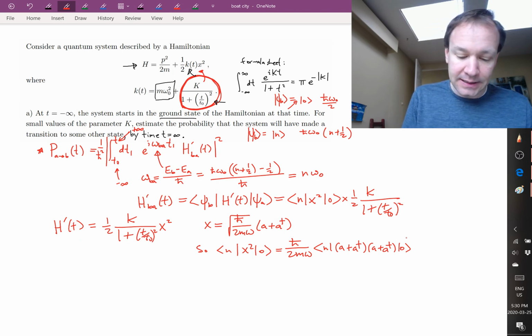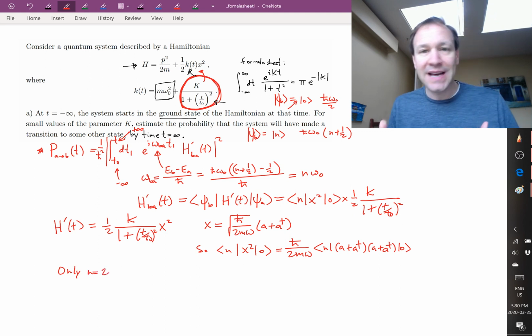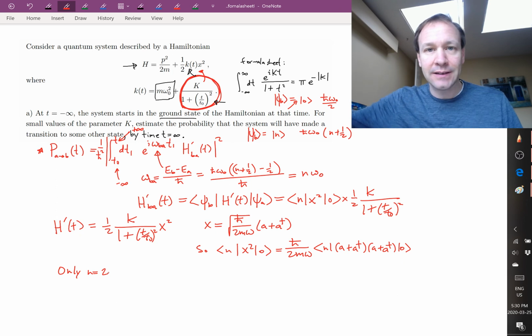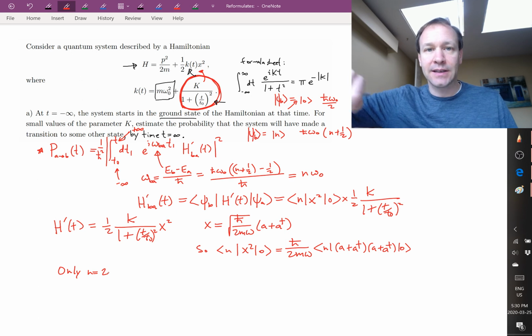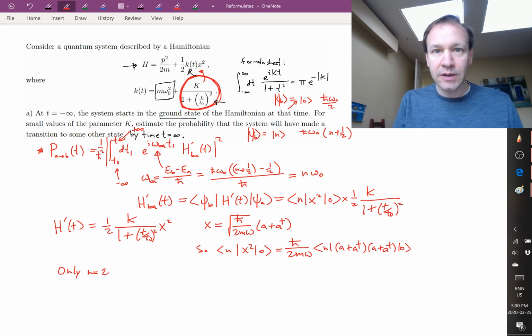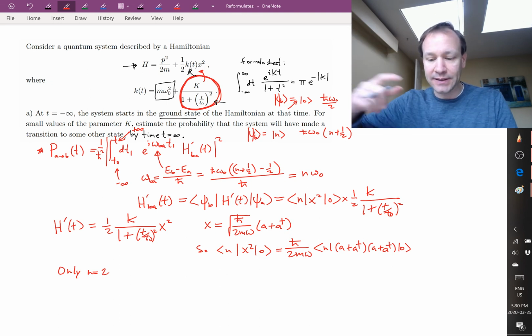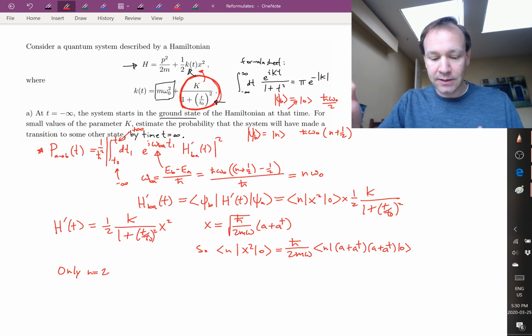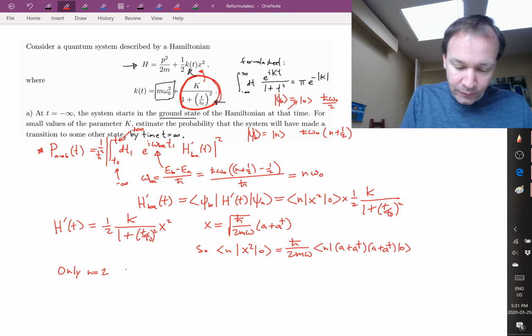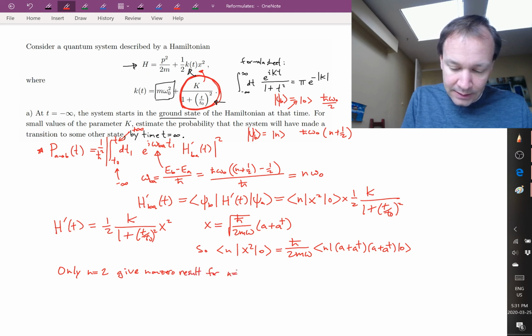And the only state for which that's non-zero, the only other state other than n equals 0, which we don't want to talk about because we want to understand the probability for transitioning to some other state. So it's only going to be the n equals 2 state where this doesn't vanish. So acting with two creation operators on the state 0, we'll get to the state 2. And so that gives the non-zero result for n not equals 0.